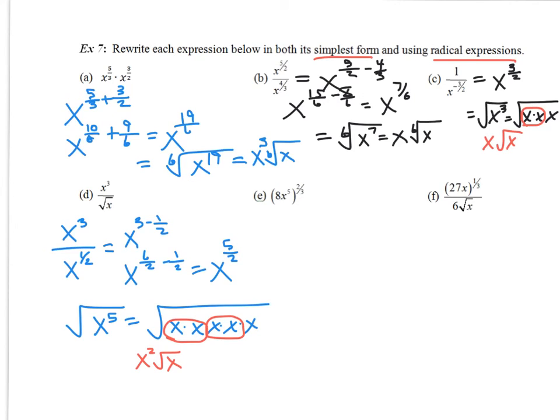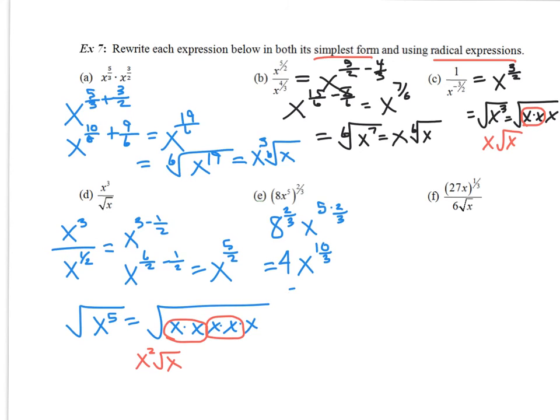Now we haven't talked about the power rule again. When I'm raising a power to a power, I multiply the exponents. So 8 will be raised to the 2/3. X will be raised to the 5 times 2/3. 8 to the 2/3 means let's do the cube root of 8, 2. 2 squared gives me 4. X to the 5 times 2/3 would be x to the 10/3.